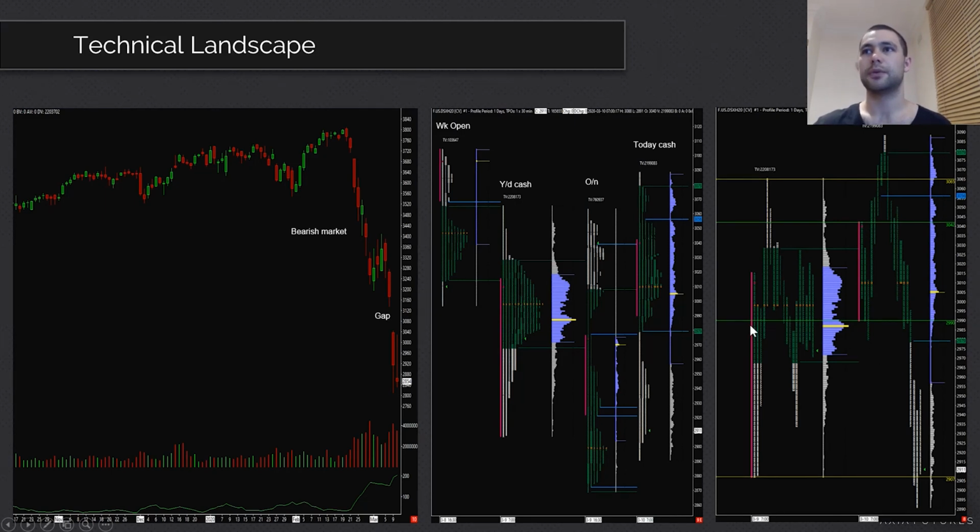Well, we've got the middle of this balance around here with the POC and VPOC. Can we get and hold below that? That's what we should be thinking. If we do, then we want to be targeting these lows. If we can't, well then we've potentially got a gap test above.